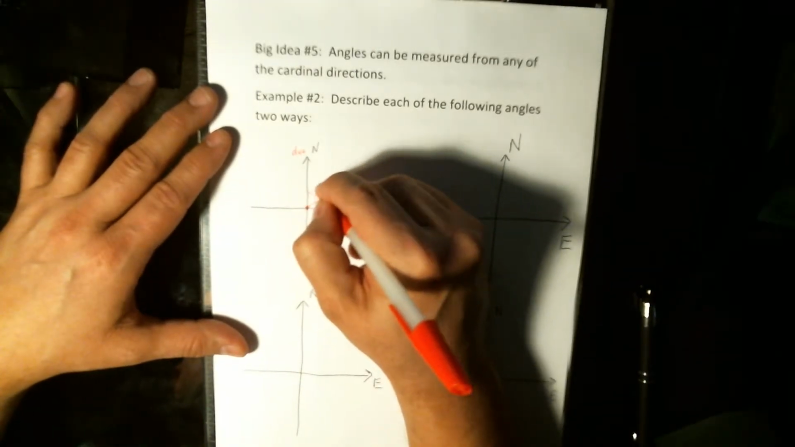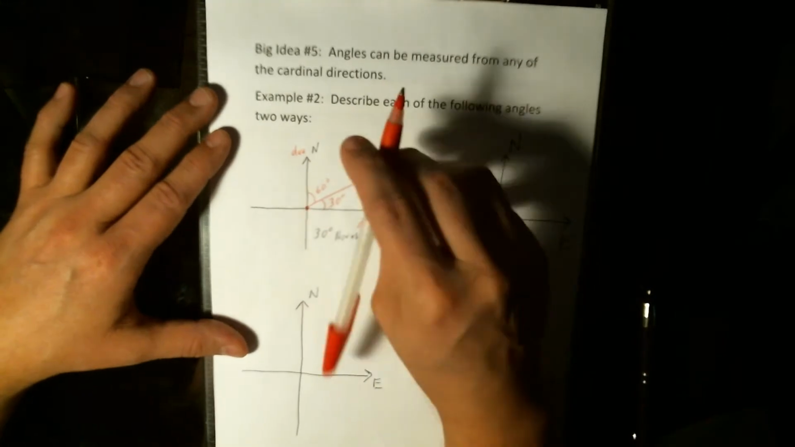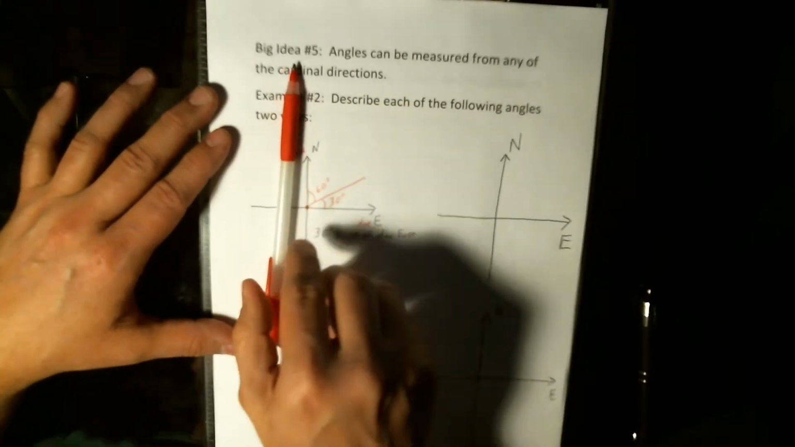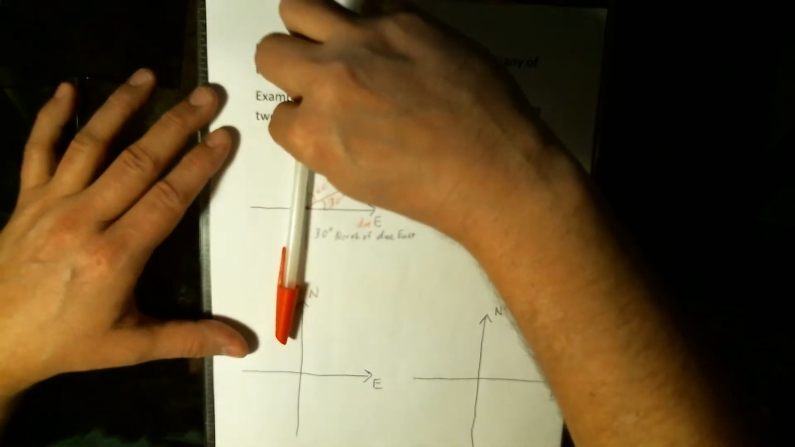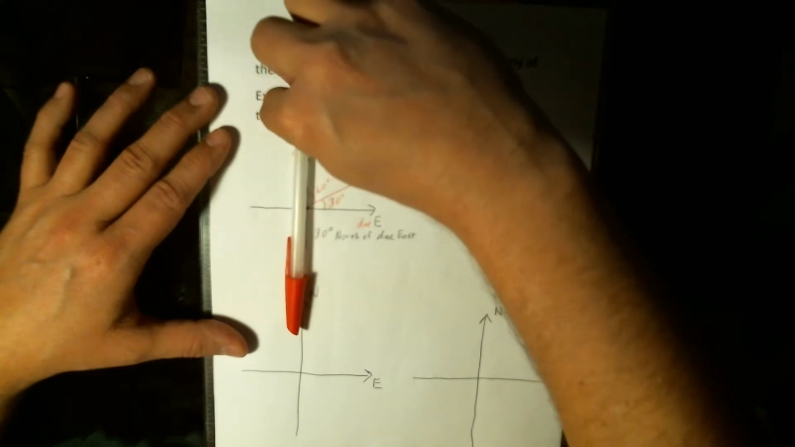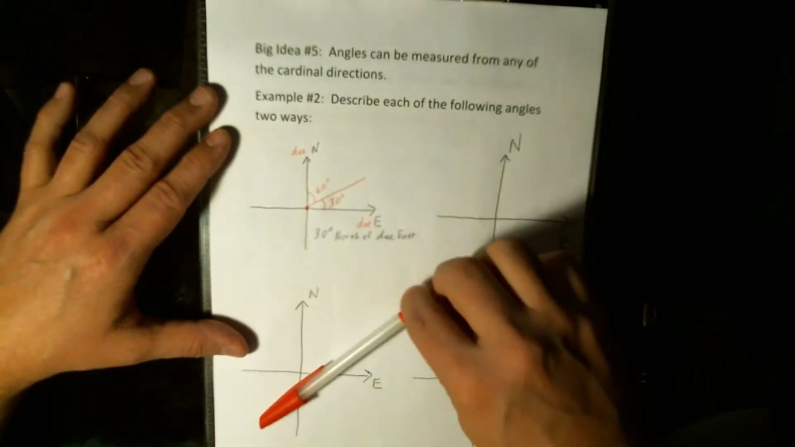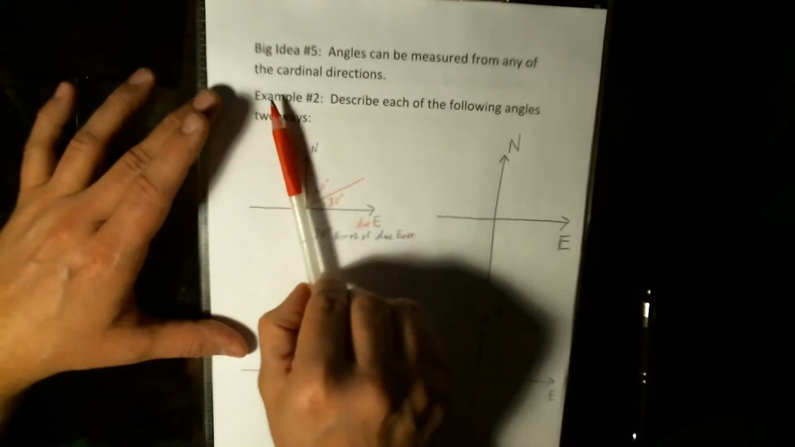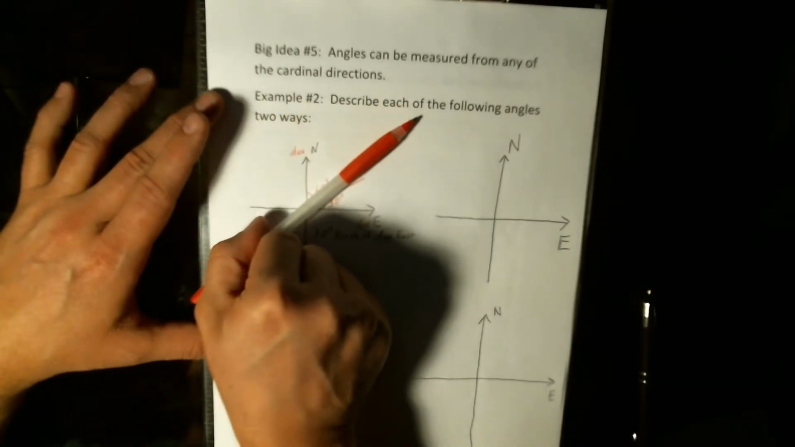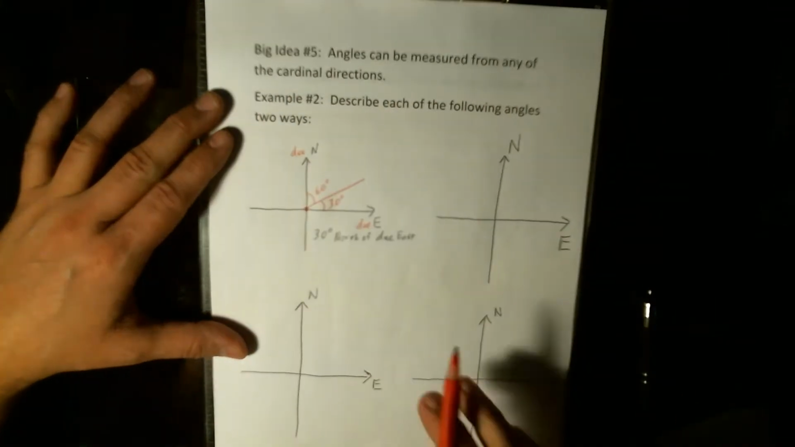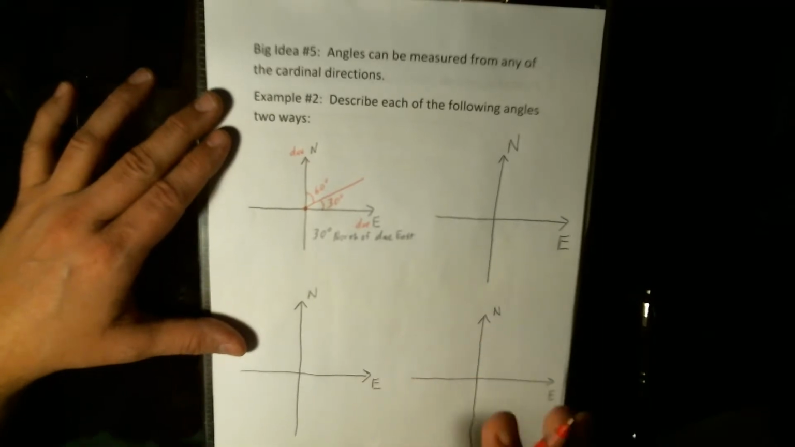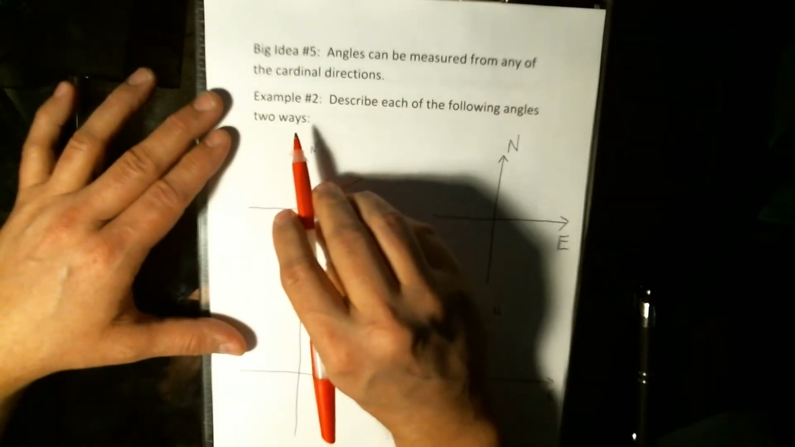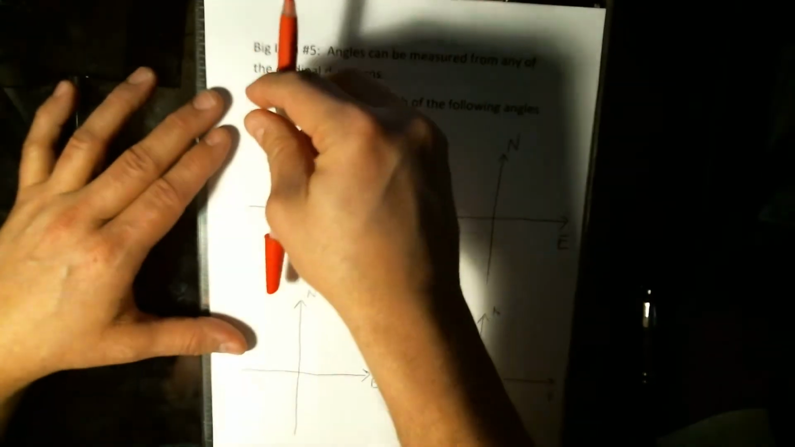So I could describe this line as being 60 degrees away from north. Well, what direction away from due north would I have to go? Do I go to the west of due north to make this angle, or do I go to the east of due north to make this angle? Well, that's pretty obvious now that I've said it that way. I'm going to go 60 degrees to the east of due north.